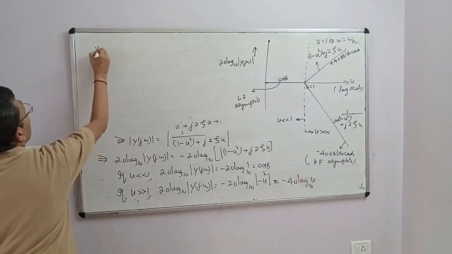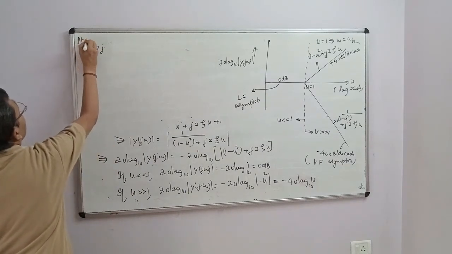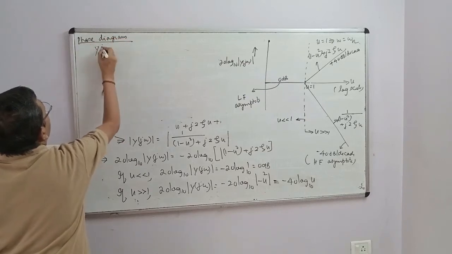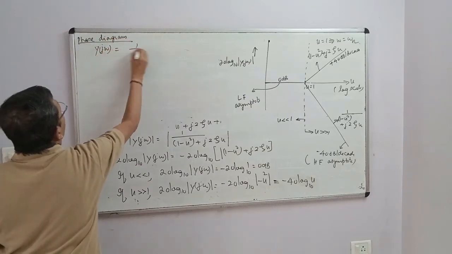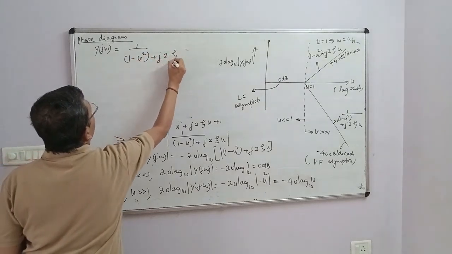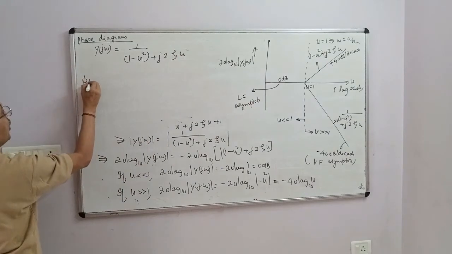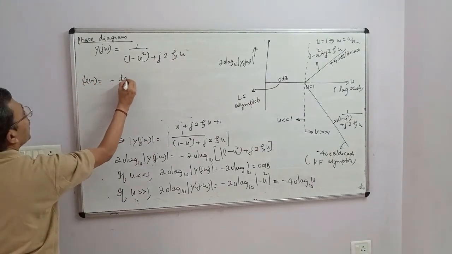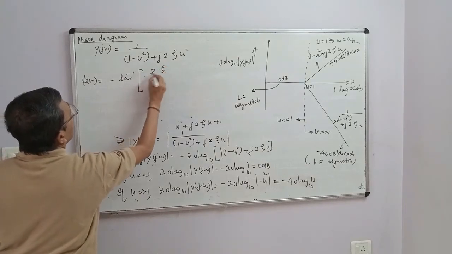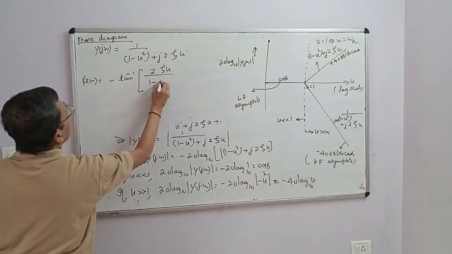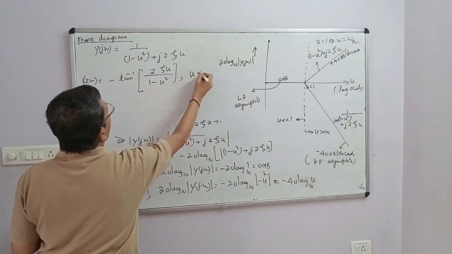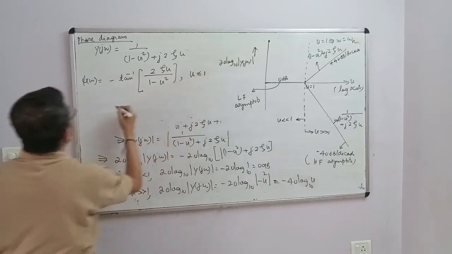So, the phase diagram of Y of j omega. Y of j omega is equal to 1 over 1 minus u square plus j times 2 zeta into u. What is phi of omega? Phi of omega is minus tan inverse of the imaginary part, 2 zeta into u, by the real part, 1 minus u square. This is for u less than or equal to 1.